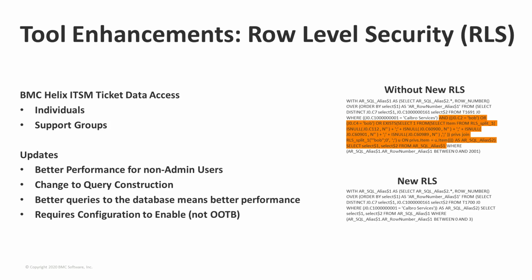So as I said before, we got a better performance for non-admin users. It was a change in the query construction. Of course, better queries mean better performance on the database. And a very important point is that this is not out of the box. The way this works, the new RLS creates a new table when you enable it, a table that inherits all the permissions. That's why it's not in the query, because it's already on the copy of the table that gets created. So that's a trick in here.